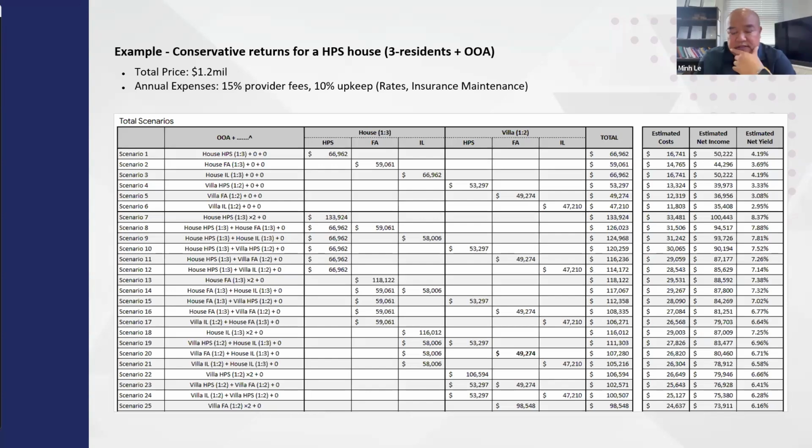Can I also add to what Denise is saying here, Debbie? See scenario 1 there, house HPS 1 to 3 plus 0 plus 0. This assumes 1 tenant and 2 empty rooms in the 4-bedroom house. If you have it as a maximum return here, to be honest, 66 times 3 is $198,000 on that 1.2 million, which is high, obviously. 198 divided by 1.2 is about, what's that? Almost 20%. But that's unrealistic.